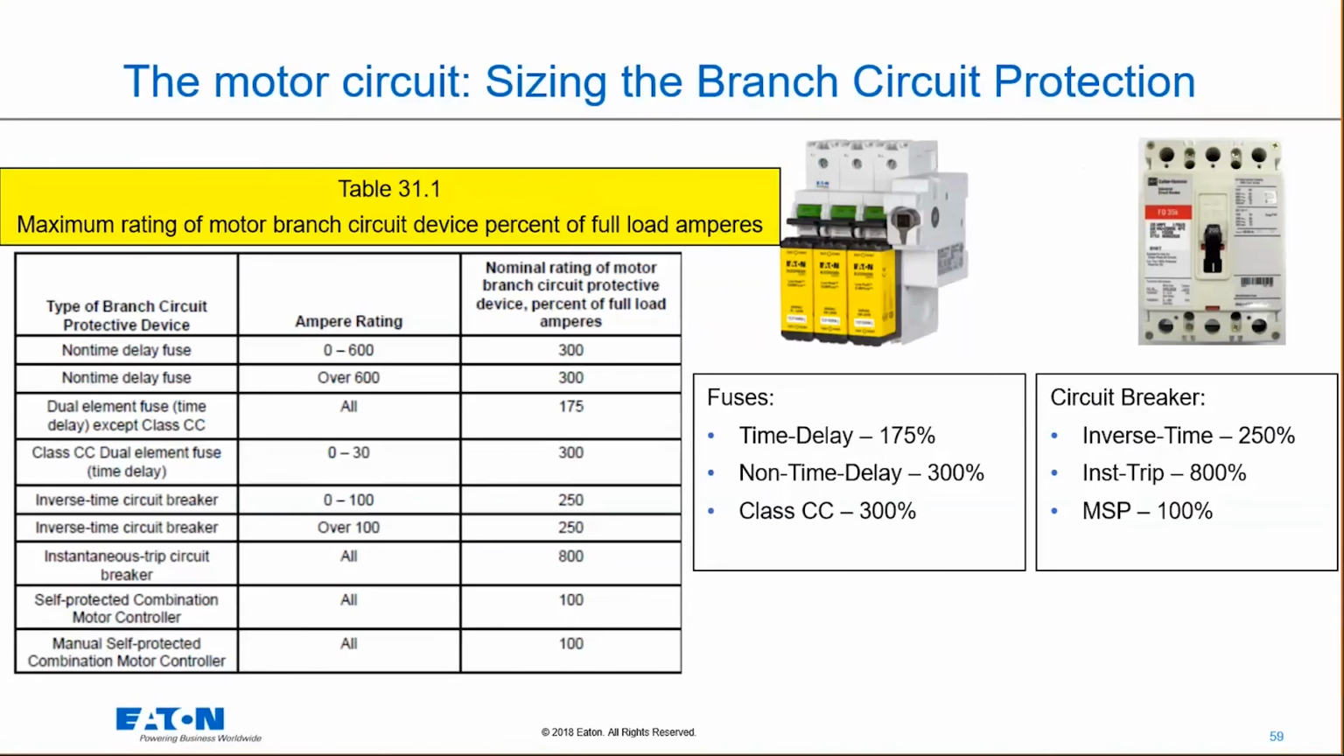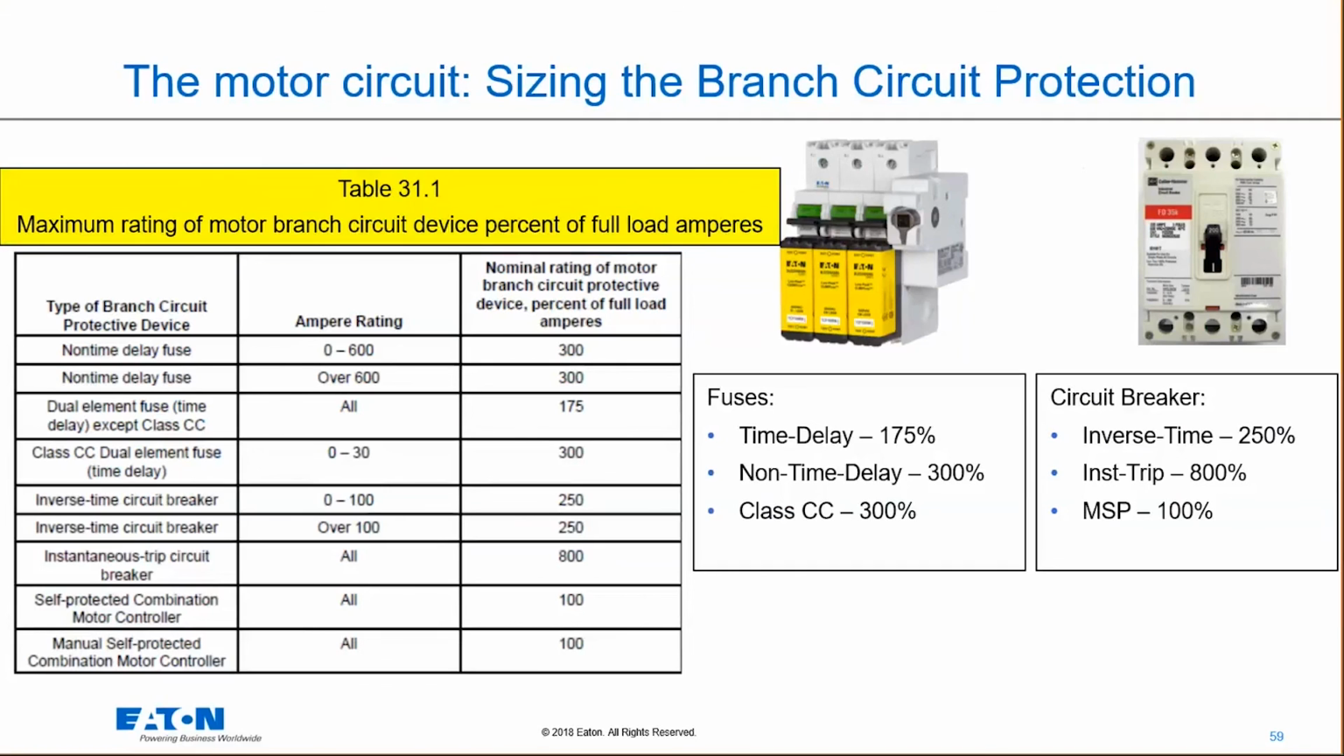When we're talking about circuit breakers, once again, these are the maximum ratings you can use depending on which one. So if you've got inverse time, you go over, you have 250%. Instantaneous trip is at 800%. And then when you have a manual self-protected, you're going to size it at 100%. So just know when you're looking at these devices, this is how you basically size them.